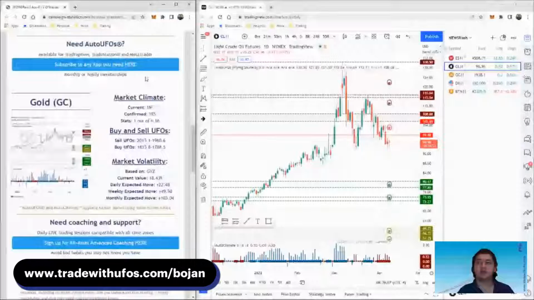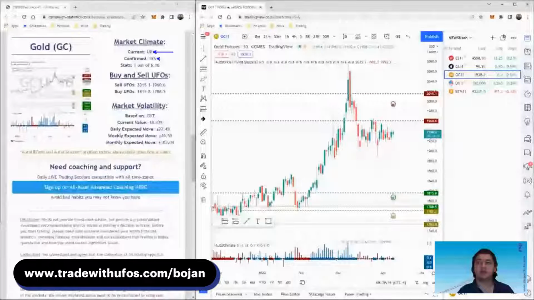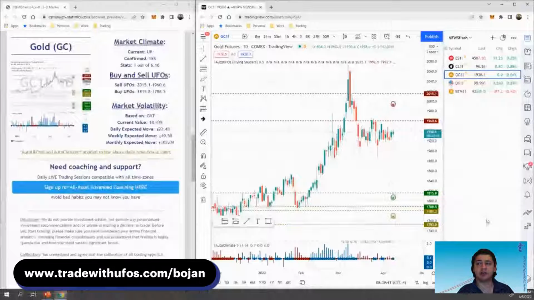Okay, the market climate is confirmed, as we see here. We do have a buy UFO down below at 1815.8 to 1788.5, and 1960.6 to 1915.1 is the sell UFO. According to GVZ, we're at 18% volatility, 22 points for the day, or $22 for the day. Again, it has not been achieved, and gold opened a few minutes ago.